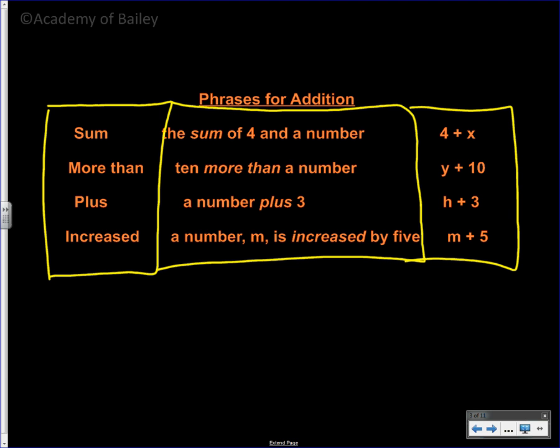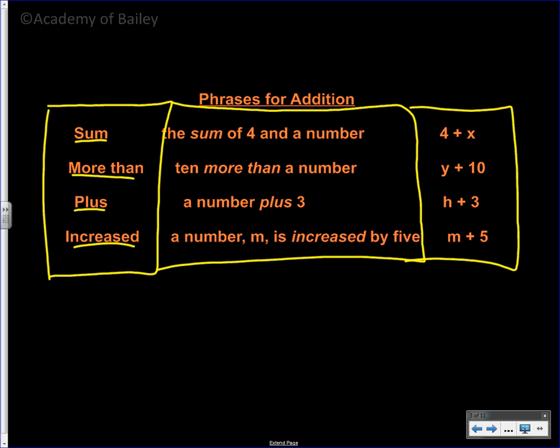So you make the decision. If you want this in your notes, you put it in your notes. This is one of the few times that I'll give you a choice here. Everything else should probably be in your notes. But if you're looking here, sum means addition, more than means addition, plus and increased. So that means addition.